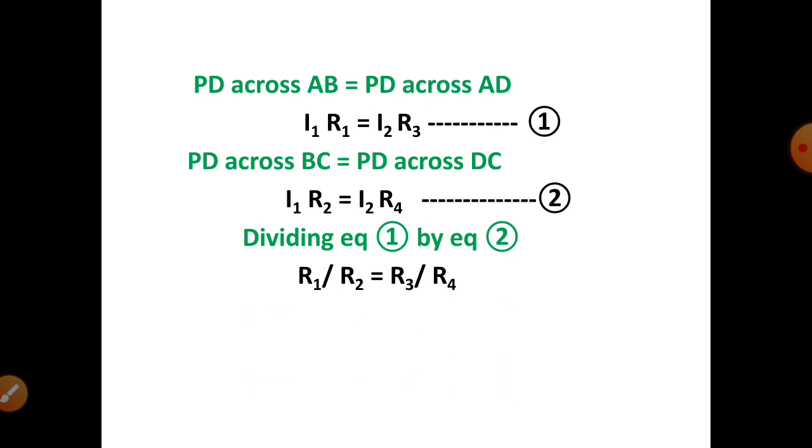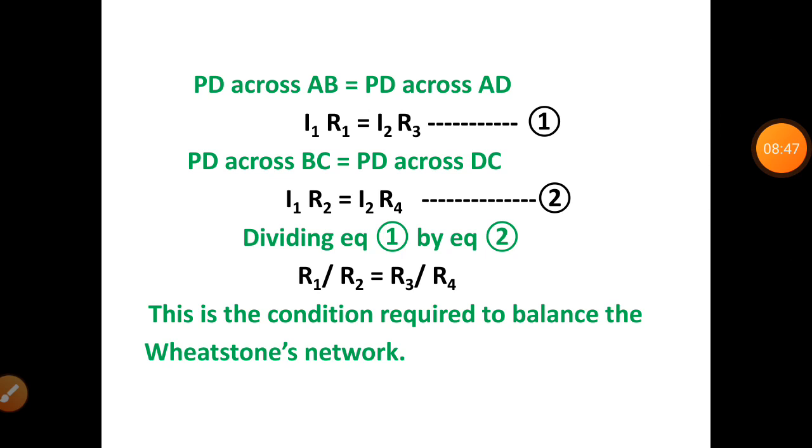This expression is the condition necessary to balance the network. When this condition is satisfied, then only the network is balanced. B and D points are equipotential points and no current flows through the galvanometer. So this expression is important. It is the condition required to balance the network.